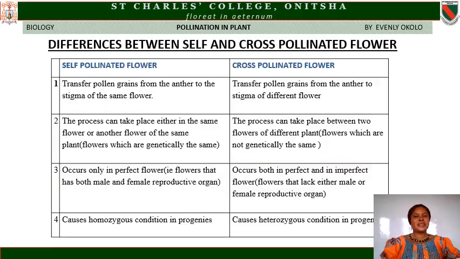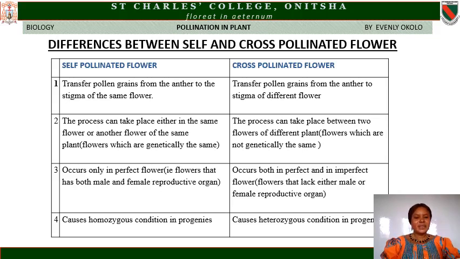Let's look at the differences between self and cross-pollinated flower. Number 1, self-pollinated flower transfers pollen grains from the anther to the stigma of the same flower, while cross-pollinated flower transfers pollen grains from the anther to the stigma of different plants. Number 2, the process can take place either in the same flower or another flower of the same plant, that is, flowers which are genetically the same. But in cross-pollinated flower, the process can take place between 2 flowers of different plants, that is, flowers which are not genetically the same.